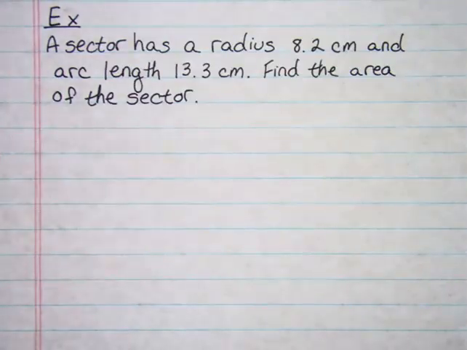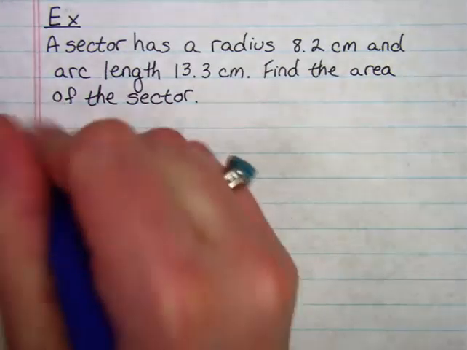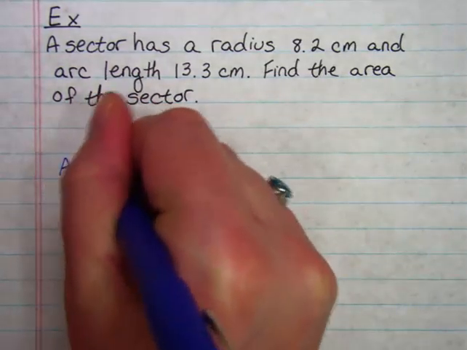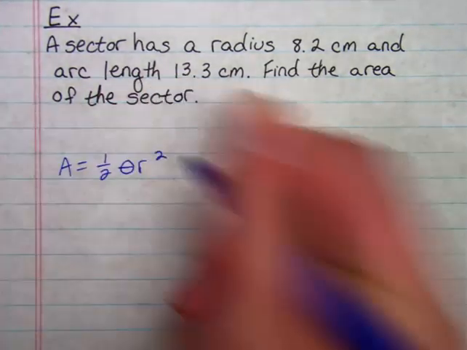Lastly, I should be able to give you information, and you should be able to find different pieces that you need. So keeping in mind what you know about arc length and sector areas, I'm giving you some information. Sector has a radius of 8.2 centimeters. Its arc length is 13.2. I want to find the area of the sector. So I'm giving you a radius and an arc length. I need the area of the sector. So the first thing I might write down is, well, what's the formula for area of a sector? Area equals 1/2 theta times r squared.